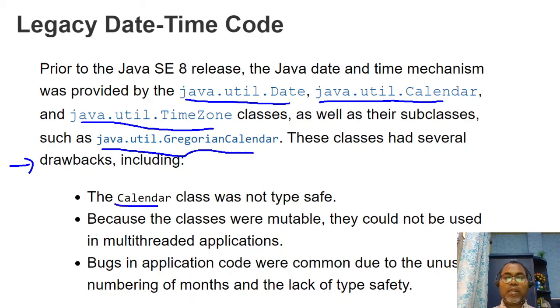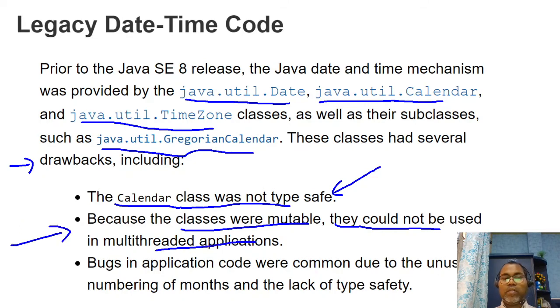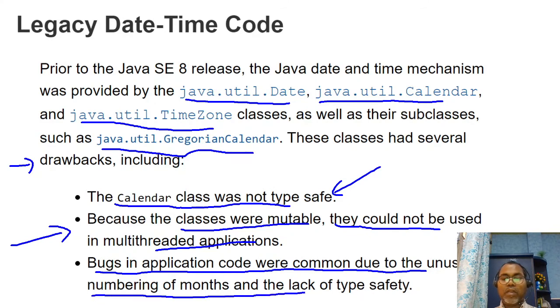Like the Calendar class is not thread safe, not type safe, because the classes are mutable and they should not be used in a multi-threaded environment. If you are using a multi-threaded environment, it will be difficult to figure out where the problem is. And bugs in the application code were common due to the unusual numbering of months and lack of type safety. So due to this kind of drawback, they generally recommend don't use these legacy classes like util Date and Calendar and formatting classes like SimpleDateFormat. These are not thread safe classes, and mutation happens, and that creates multiple logical bugs inside your application.